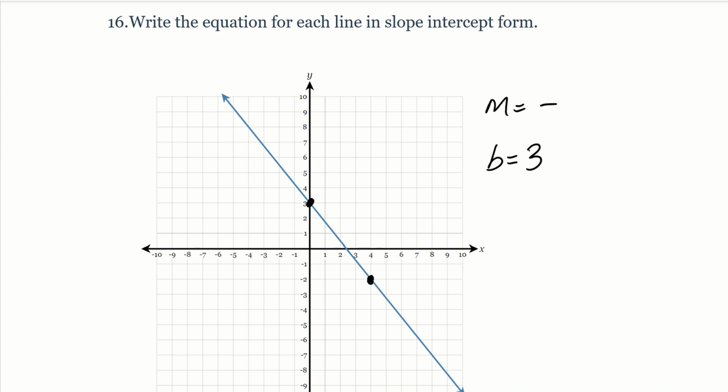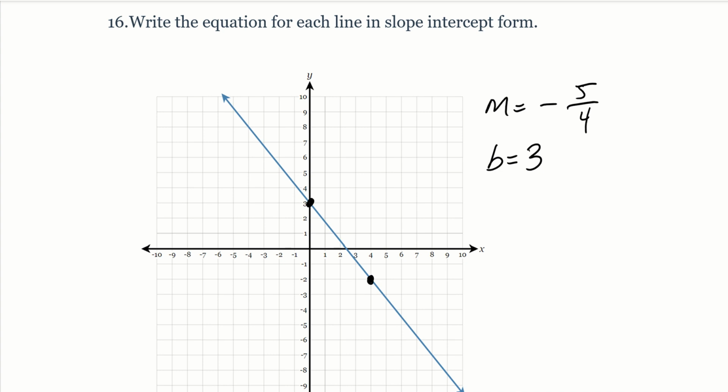I know that my slope is going to be negative because it's moving downward from left to right. And so I have to go down 1, 2, 3, 4, 5. And to the right, 1, 2, 3, 4. So my slope is -5/4. And my y-intercept b is 3.